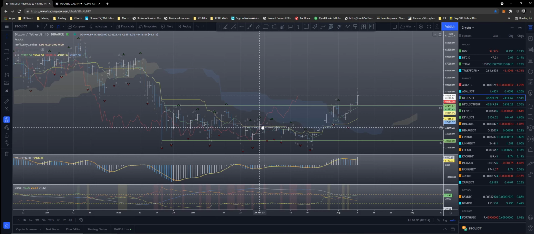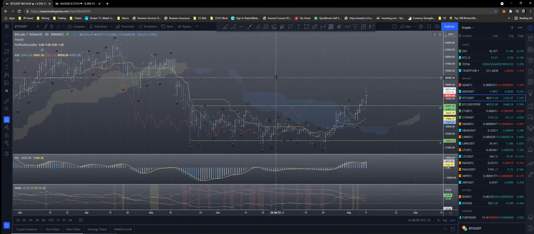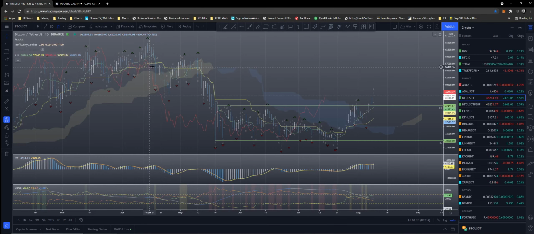A cross like this, for me that's bullish. You start seeing it below, bearish, and we saw the sell-off come once you started seeing that happen.